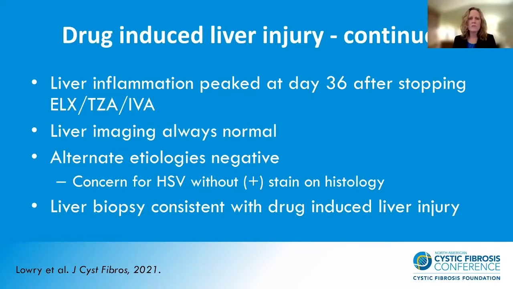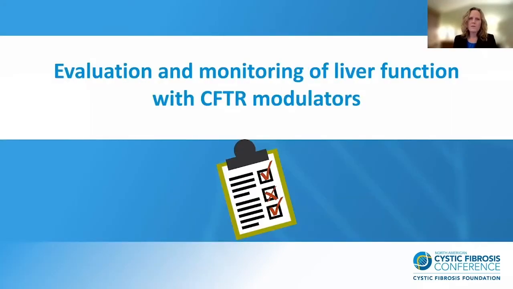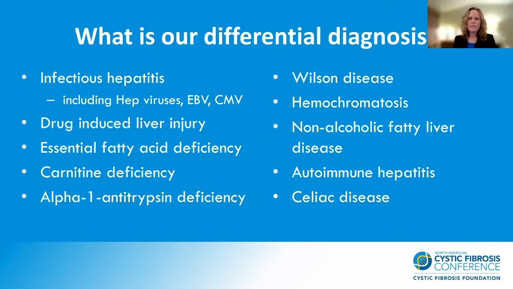And so this leaves us with the question of in a patient like this, how do we decide whether or not to restart? And that has to be a careful and very individualized discussion about the risk and benefit for that particular patient. So thinking about our evaluation, our differential starts with infectious hepatitis, including the hepatitis viruses, EBV and CMV.